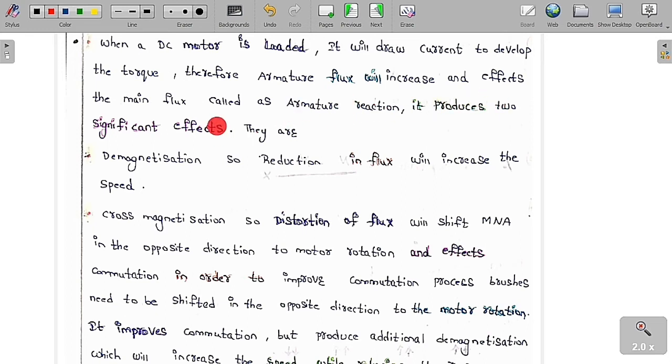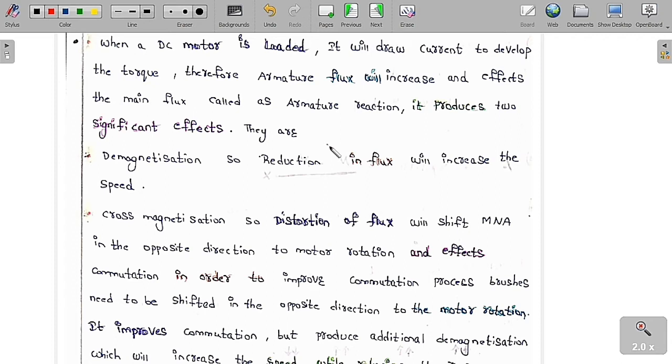And it affects the main flux, called the armature reaction. It produces two significant effects. I have already told you, whenever a DC motor is loaded, it will draw armature current. So it will draw the current to develop the torque.